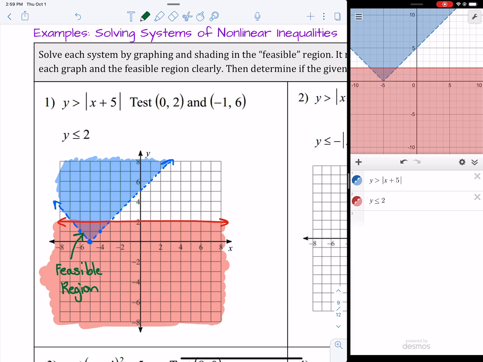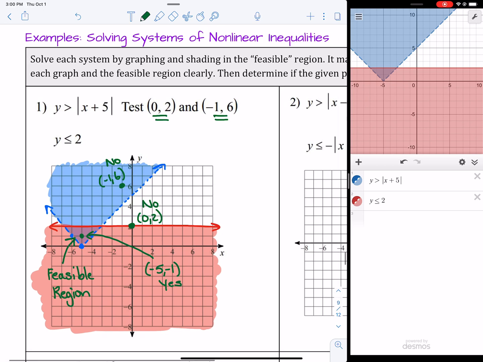So we need to test the point 0, 2. That means, is that point in that feasible region? That's what we're asking. So 0, 2 is right here, and that would be a no. It's not in the feasible region. All right, what about -1, 6? So -1, 6 is located right there, and that's still not in that feasible region. So neither one of those 2 points was included. If they had said -5, 1, so -5, 1 is located in that feasible region, we would have said yes. So that's an example of when we would be able to say yes.